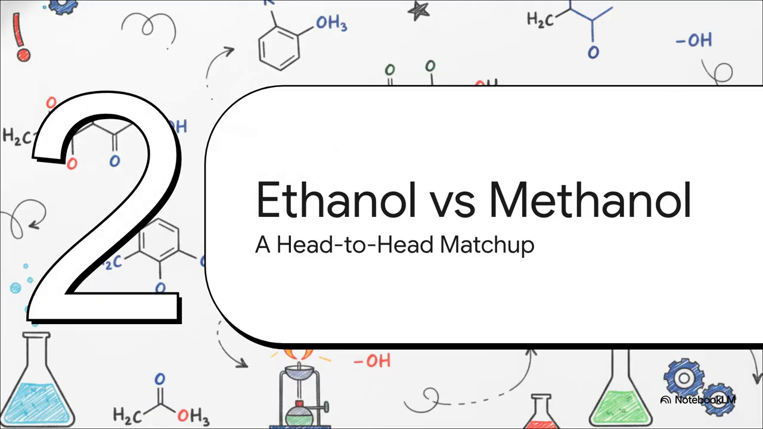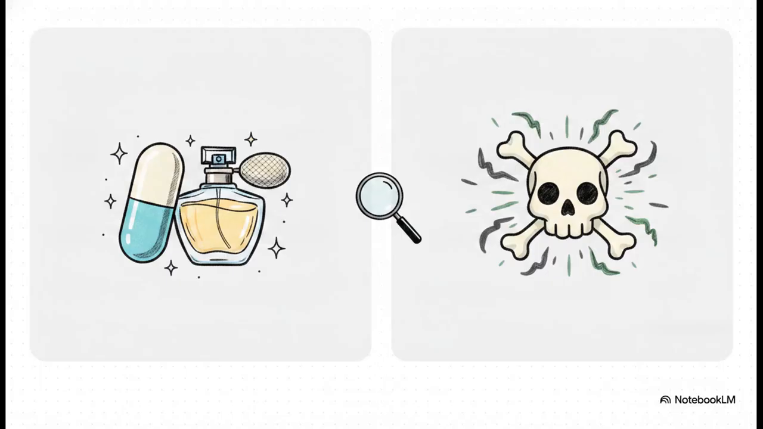Section 4, ethanol versus methanol, a true head-to-head matchup. Let's put ethanol and methanol head-to-head. Now, both function perfectly well as industrial solvents and fuels, but the real-world stakes here are incredibly dramatic. Ethanol is the relatively safe sibling, widely used in medicines and perfumes. Methanol, on the other hand, despite looking almost identical on paper, with just one less carbon, is highly poisonous. It's a pretty stark reminder of how a tiny structural change creates massive real-world consequences.